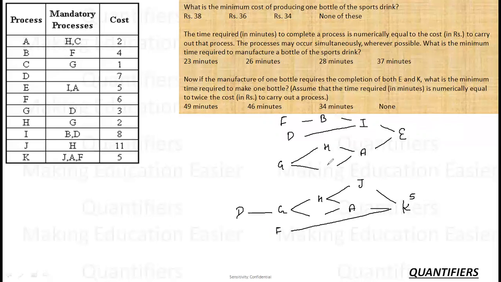For A it is H and C, right? So, in order to complete E, I need to complete F, B, I, and E, D, I, and E. So for D, the time taken is 7 minutes. For F, the time taken is 6 minutes. For B, the time taken is 4 minutes. So can I say that in the meanwhile, while I'm completing F and B, my D is already completed. So I don't need to add it extra.